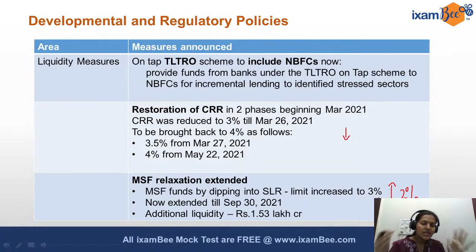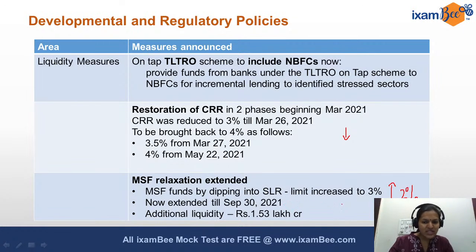So if you understand what is MSF and what is CRR, you will know which one was reduced and which one was extended. Conceptually you will understand and you will be able to remember, just in case you forget at that time. Okay, so as I said, it was increased to 3%. Okay, and now this has been extended up till September 30, 2021.